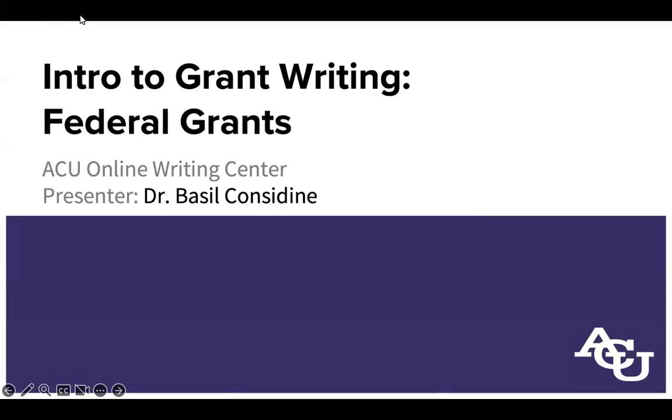I'm here from the ACU Online Writing Center, and today we're going to be talking about how to write and research federal grant applications. This is part of a larger series, and because of that, we're going to be spending more of our time on the research part and establishing how to keep track of and manage the process of applying, rather than focusing on the application texts themselves, because those are things that we've delved into in more depth in some of our previous webinars that you can watch.